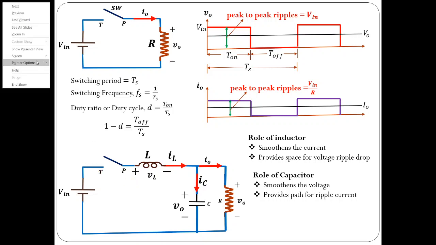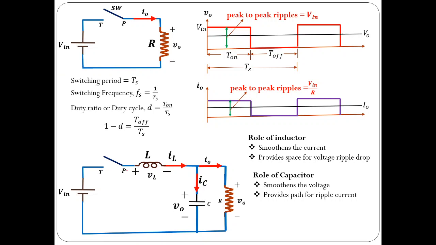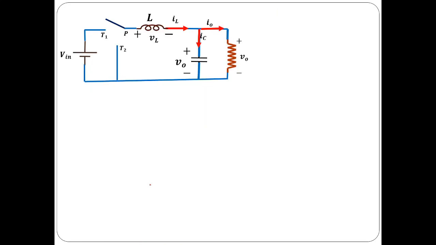Maybe by incorporating one more switch, or one more throw, in such a way that during the off period this pole is connected to this particular throw, so that current through the inductor is continuous, or the inductor current is provided a path. It cannot be made 0 suddenly, right? So that can be done using this double pole double throw switch.